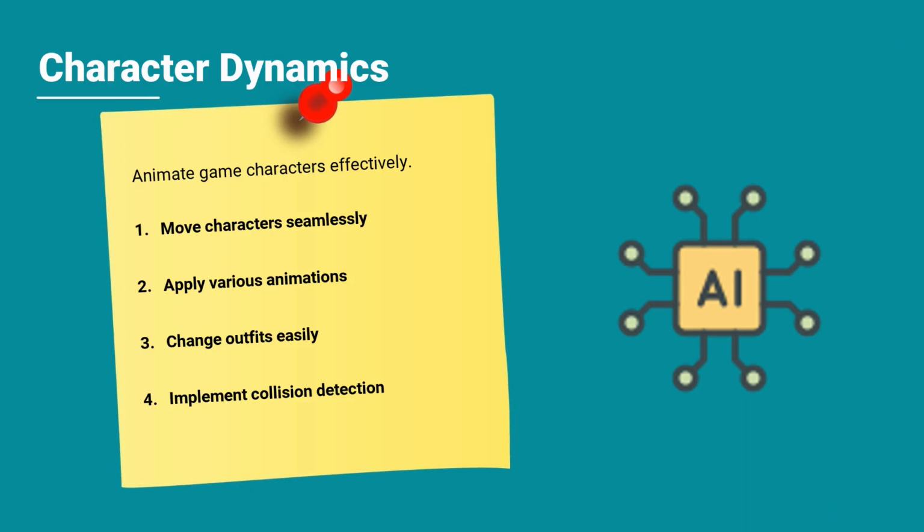Animating game characters is a vital aspect of game development that transforms static figures into dynamic entities, making the virtual world come alive. Today's lesson will guide you through the fundamentals of animating characters in games. We'll focus on moving them seamlessly within environments, applying different animations, changing outfits, and implementing collision detection systems.